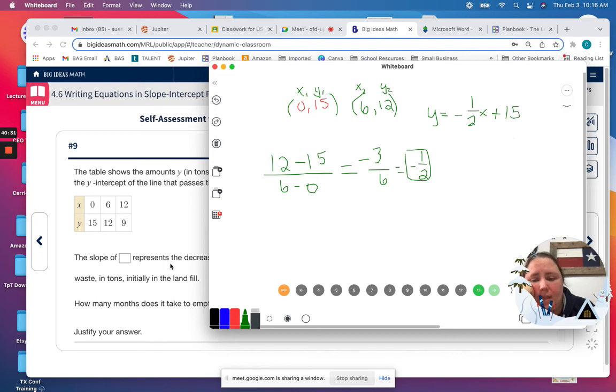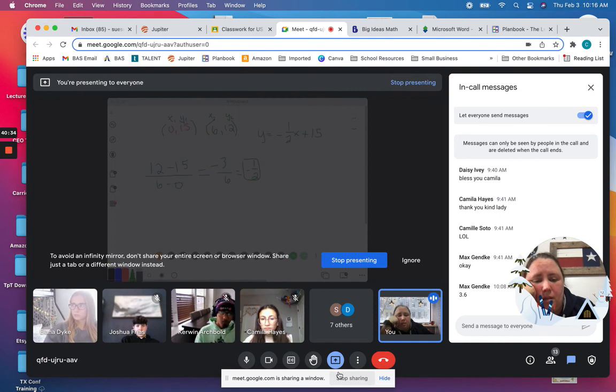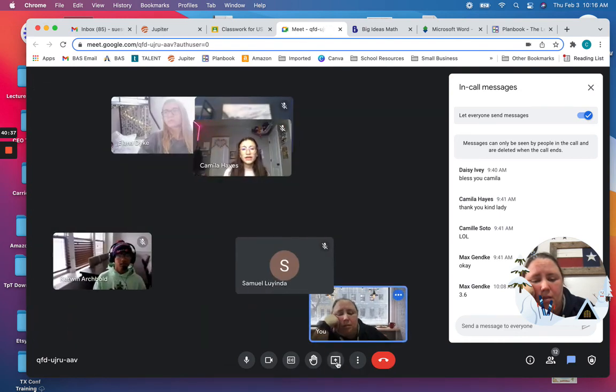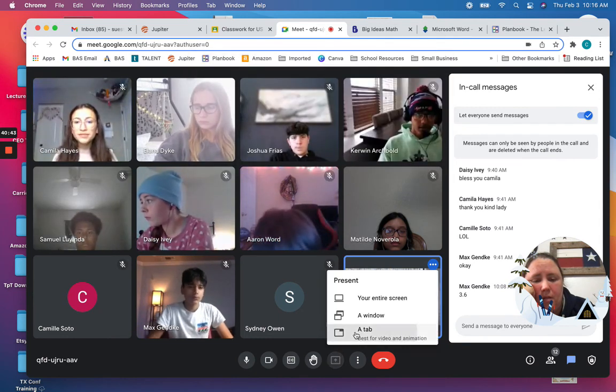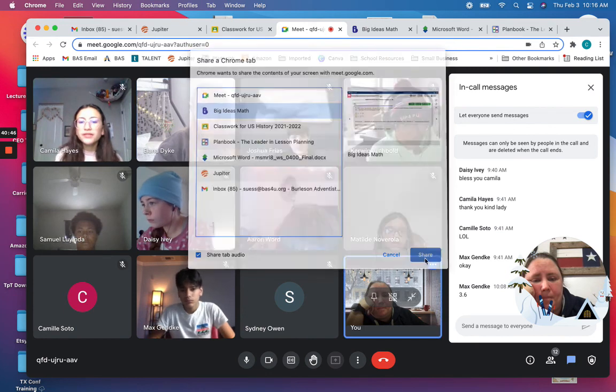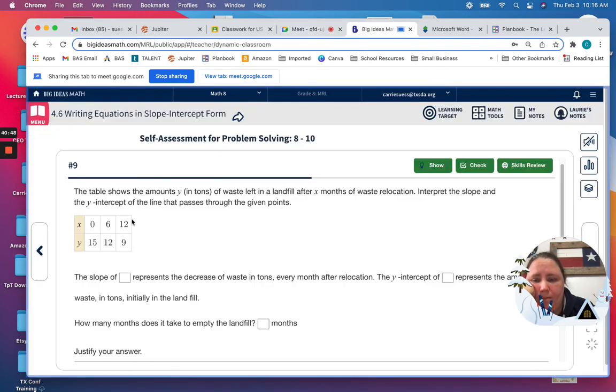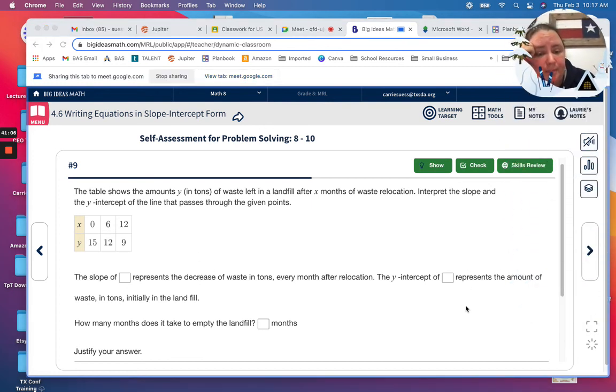Okay, so let's go back to the other screen. The question they have here: the slope represents what? Negative 1/2 represents the decrease of waste tons in every month after relocation. The y-intercept, what's the y-intercept? 15. Excellent.